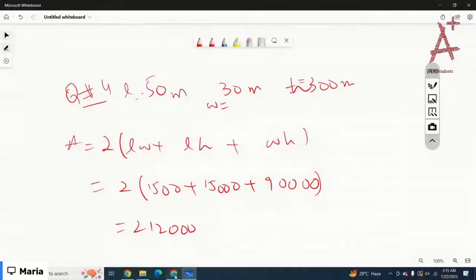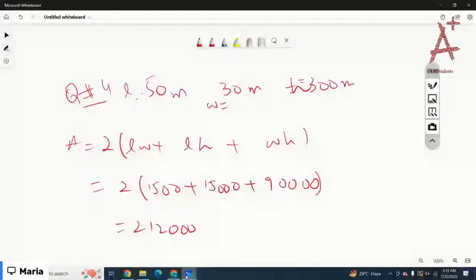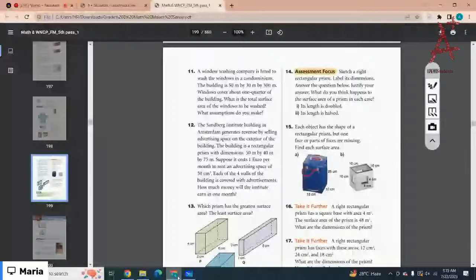hold on, let me just read the question. The question is, what is the total surface area of the windows to be washed? You have to calculate the surface area of the windows to be washed. This is the area of the building, so you have to divide it by the 4 to calculate the area to be washed. Got it? Let's just start with question number 13.